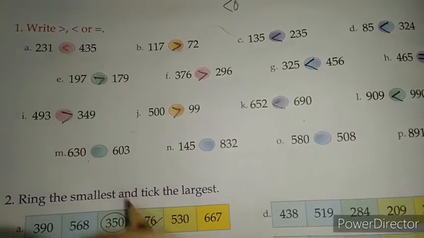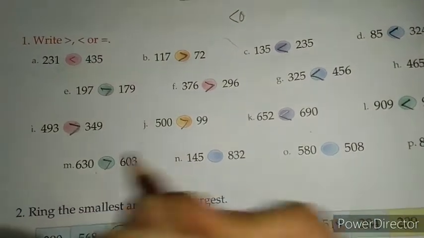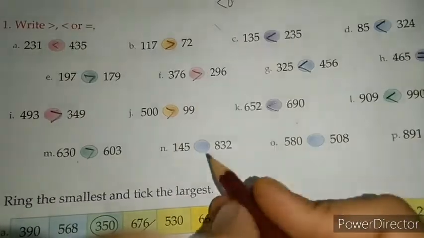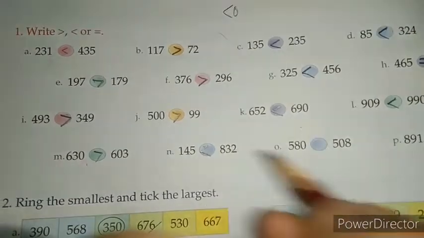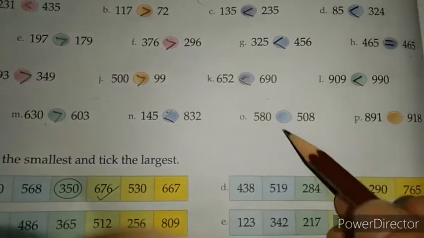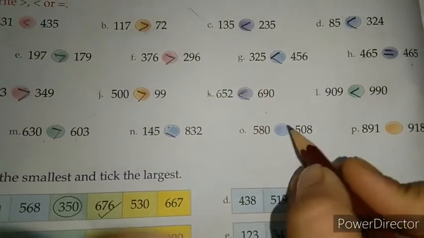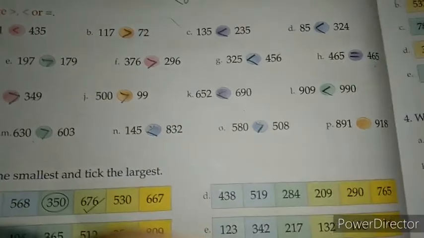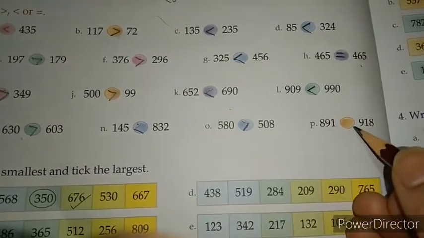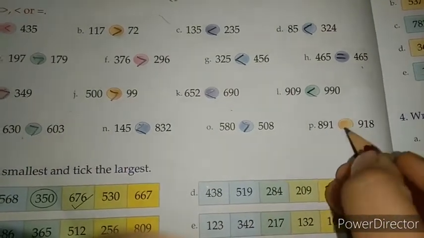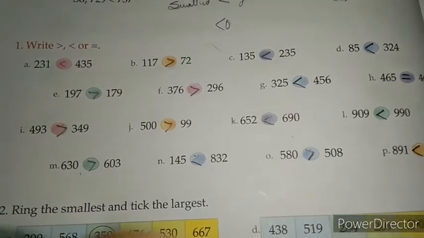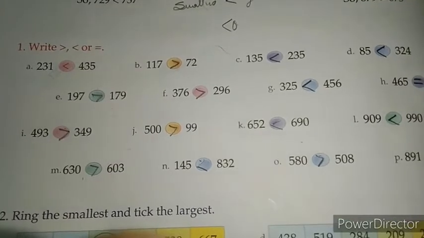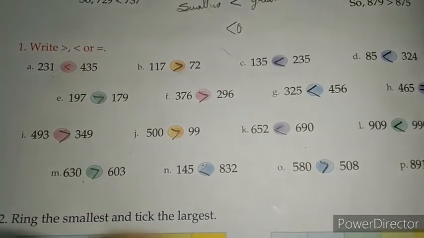Very good. Next one, 630 is greater than 603, 145 is smaller than 832, 580 is greater than 508, and 891 is smaller than 980. So understood all of you? How will you do this question? How will you write these signs?